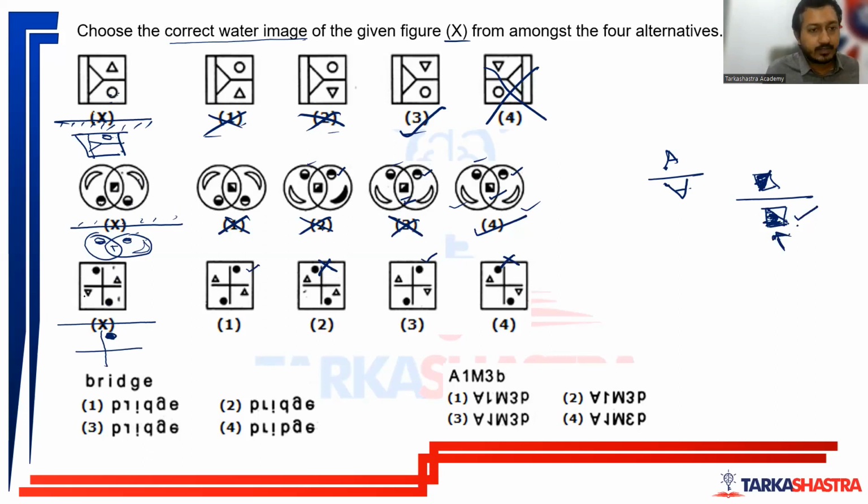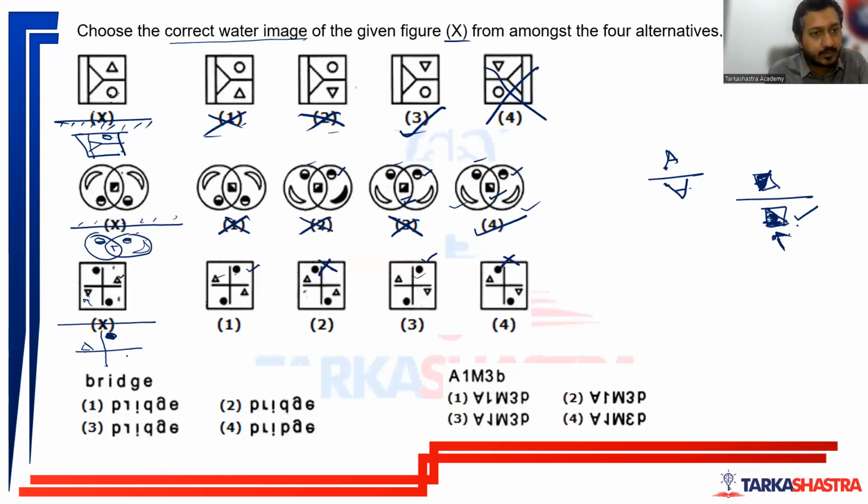Now let us look at this triangle. This triangle will be above the line now. This triangle will be above the line because first triangle will come and then the line will come. So this triangle will be above the line and the tip of the triangle will be up. So both of these are same. Let us look at this option. This triangle will be below the line now.